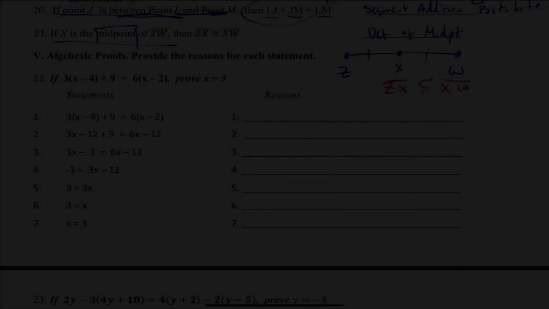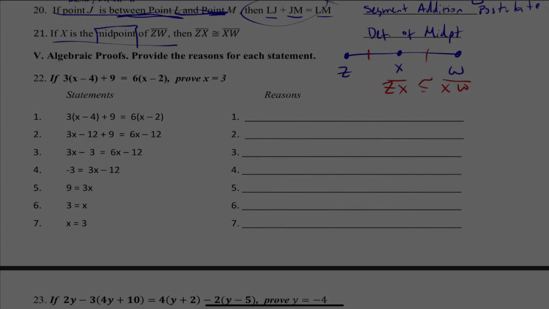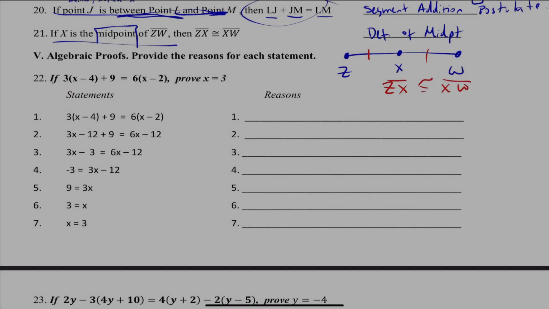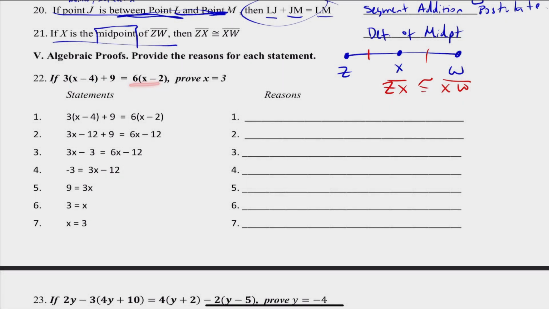Algebra proofs. Part 5. Here we go. If 3 times the quantity x minus 4 plus 9 is equal to 6 times the quantity x minus 2, prove that x is equal to 3. Here are the statements. Here are the reasons.